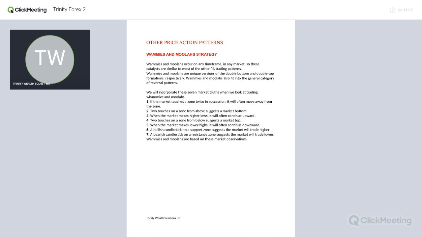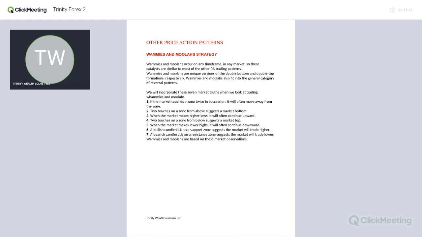So today we are doing Womis and Mullers. Womis and Mullers are just an advanced version of double bottom and double top. They are a little bit more advanced, they have some more precision in helping you to make a decision. All right, so we want to go deeper and see what the Mullers and Womis are.